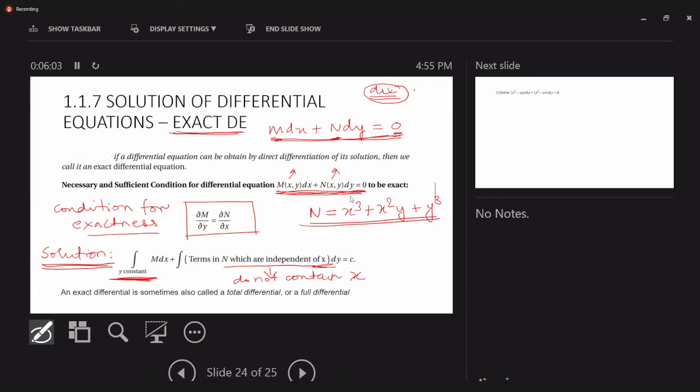If I change this and make it x y cube plus 6, which term is independent of x? 6. So it can be a term containing only y, or it can be some constant value also. Or it can simply not be there. Let me again put one x over here. Now, is there any term which is independent of it? No, ma'am. In that case, you will write 0 or leave it. Just put c over there. That's it. So terms in N which are independent of x, you will integrate with respect to y, equal to c. So this is the part.